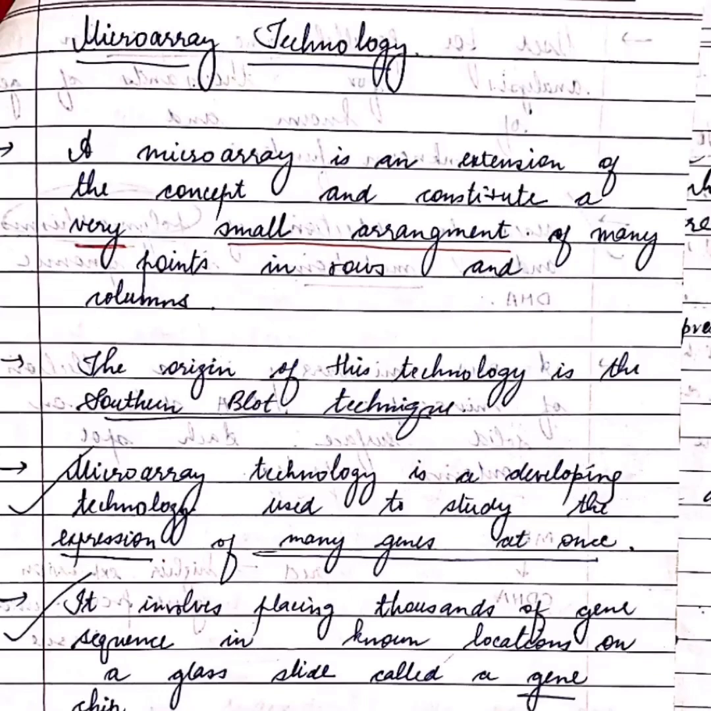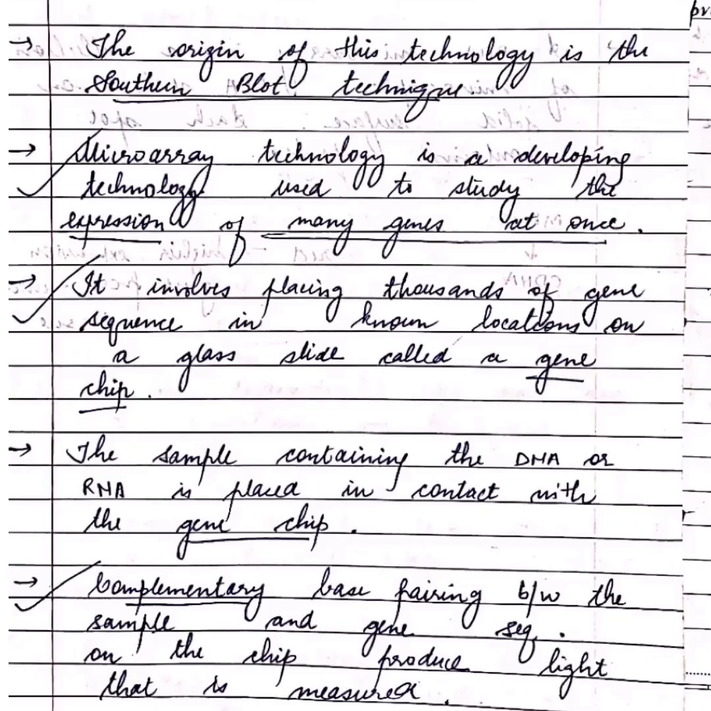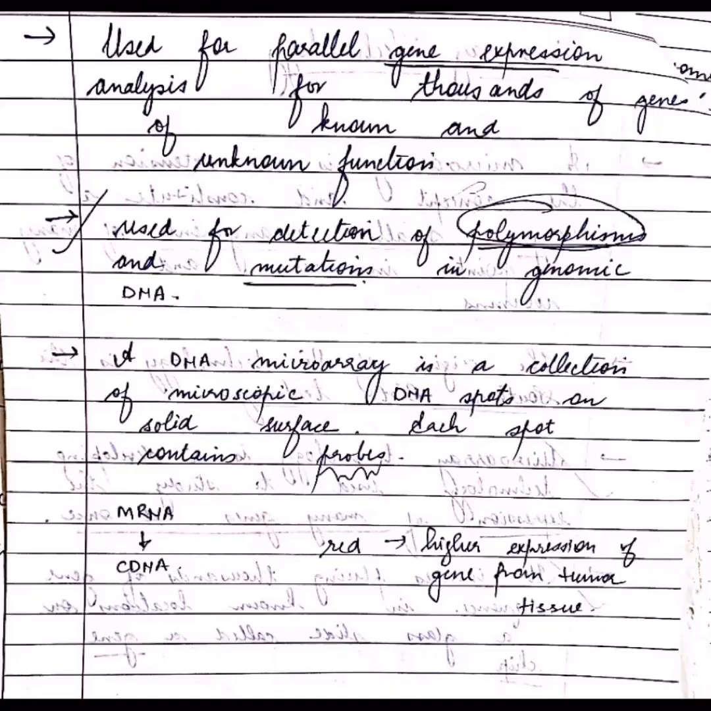Microarray technology is basically used to study the expression of many genes at once, and it is based on the principle of complementary base pairing between the sample and the gene sequence. It is used for studying polymorphism and for the mutations in genomic DNA.